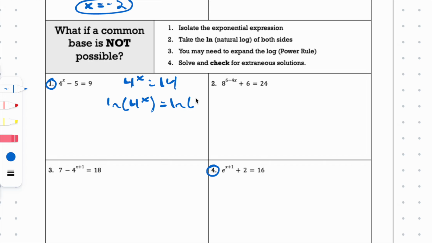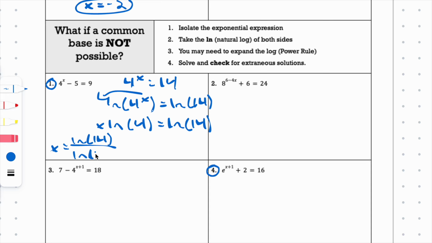Okay, so now what we'd want to do is think back to that last lecture and some properties of logarithms, right? We have an exponent here, and when our argument has an exponent, we can take that exponent and put it out in front of our log. And so in this case, we can rewrite this as x times ln of 4 equals ln of 14, right? And now, by doing that, we can divide both sides by ln of 4 to isolate x. So we get x equals ln of 14 over ln of 4.